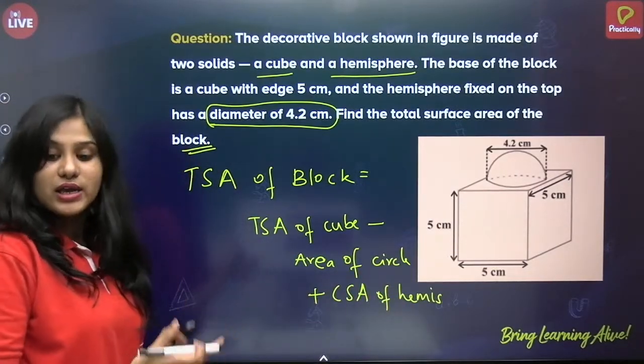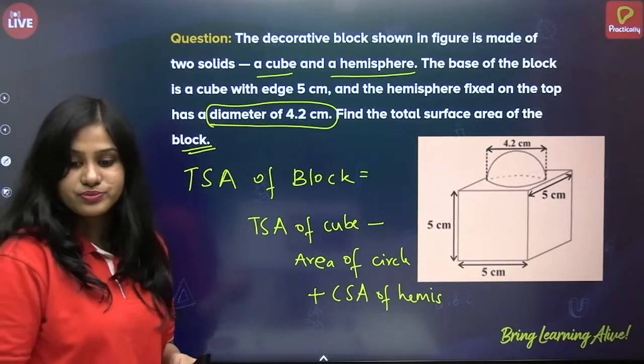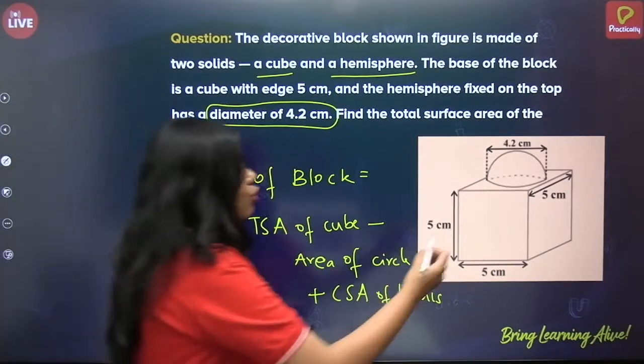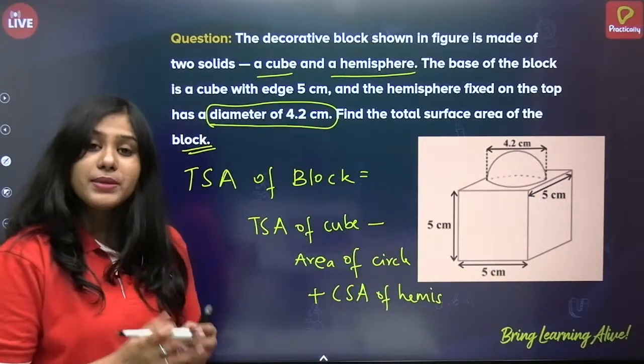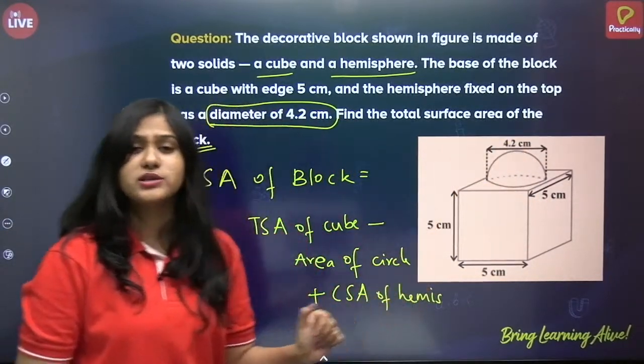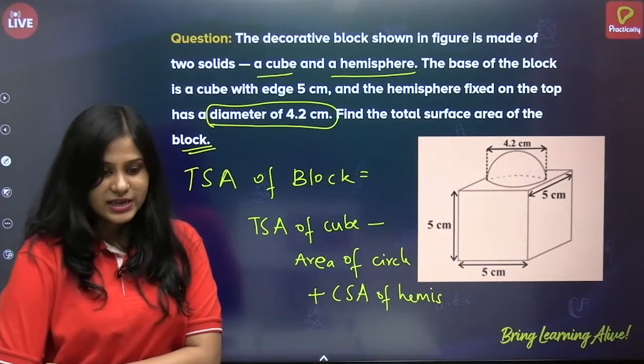But to find area of the circle, okay, we need to know what is the radius. The diameter is given 4.2 centimeters. Can you tell me what will be the radius?